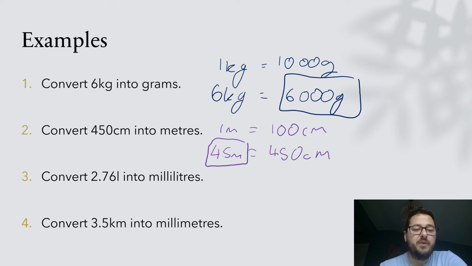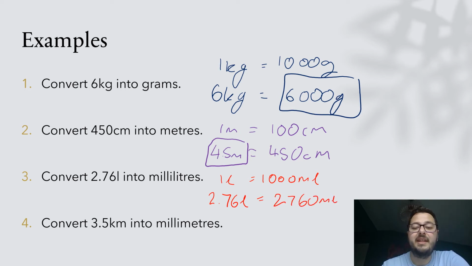Right, next one, we want to convert 2.76 litres into millilitres. Well, again, 1 litre is 1000 millilitres. So 2.76 litres is going to be, if we times it by 1000, 2760 millilitres.